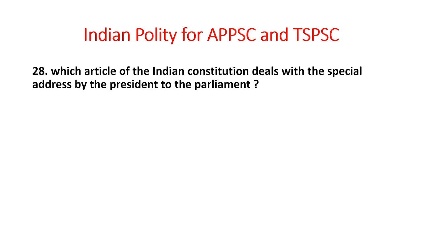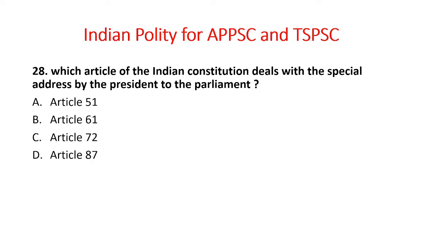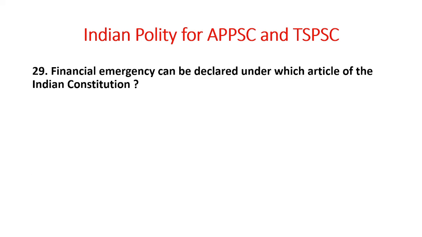Which article of the Indian Constitution deals with the special address by the President to the Parliament? And the options are Article 51, Article 61, Article 72, Article 87. So which article of the Indian Constitution deals with the special address by the President to the Parliament? It is Article 87. Next.